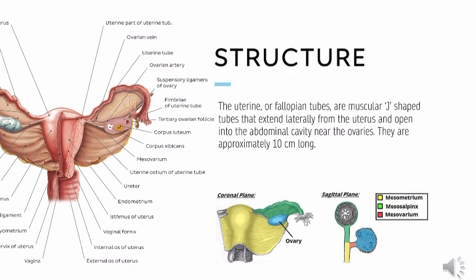The fallopian tubes are muscular J-shaped tubes that extend laterally from the uterus and open into the abdominal cavity near the ovaries. They are approximately 10 centimeters long.